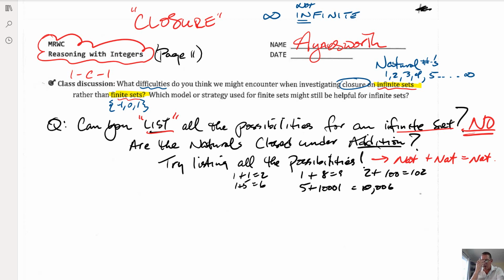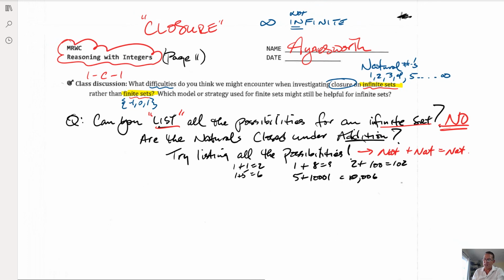Okay, you can't do it. So how in the world do you do that? How do you show that an infinite set is closed under an operation when you can't list them all? It's not possible to list an infinite number of possibilities. It's just not going to happen. So how in the world do you do it? We'll talk more about that later.